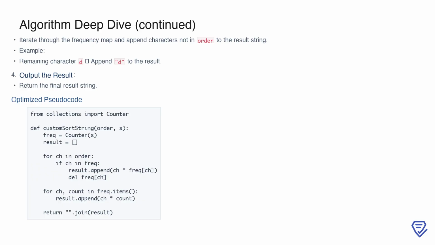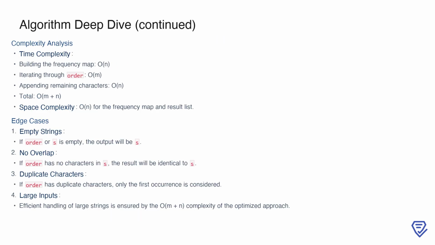This approach is significantly more efficient because it avoids repeated scans of S and uses a list for result construction, which is faster than string concatenation. The optimized solution has a much improved complexity. Building the frequency map takes O(n), iterating through order is O(m), and appending the remaining characters is another O(n). This gives a total time complexity of O(m + n). The space complexity is O(n), as we store the frequency map and the result list. This efficiency makes the approach suitable for large inputs.